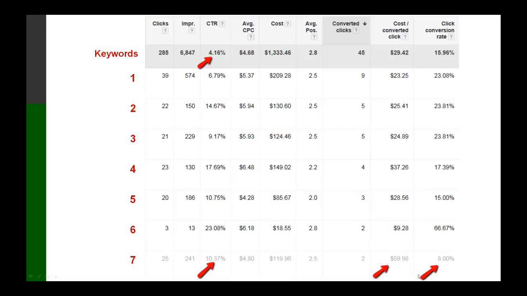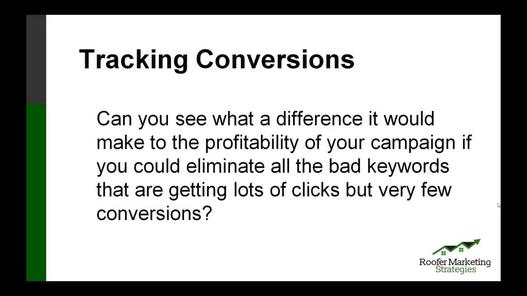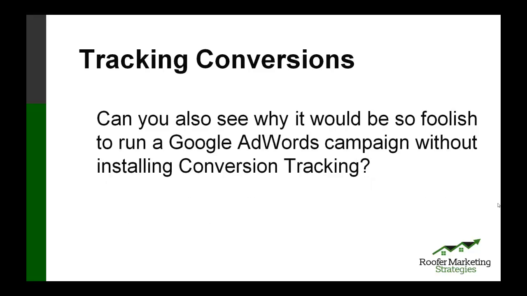But people don't know that. Many people don't know that because they don't have conversion tracking installed. Now, once you know which ads, which keywords are converting well and which ones are not converting, you can pause or delete the losers that are not converting and just draining your budget, and continue your campaign only with the winning keywords and the winning ads. Now, can you see what a difference it would make to the profitability of your campaign if you could eliminate all those bad keywords and all those bad ads that are getting lots of clicks but very few conversions? Can you also see why it would be foolish to run a Google AdWords campaign without installing conversion tracking?